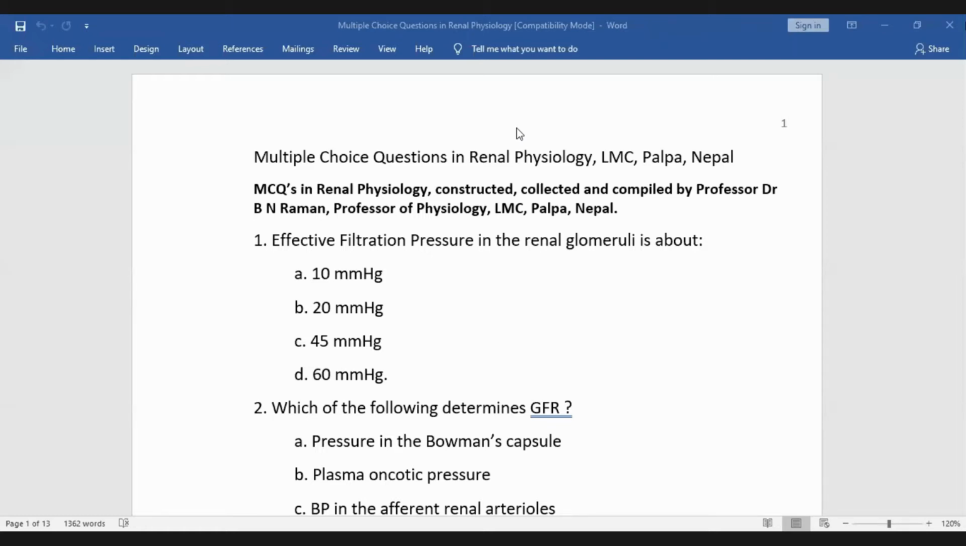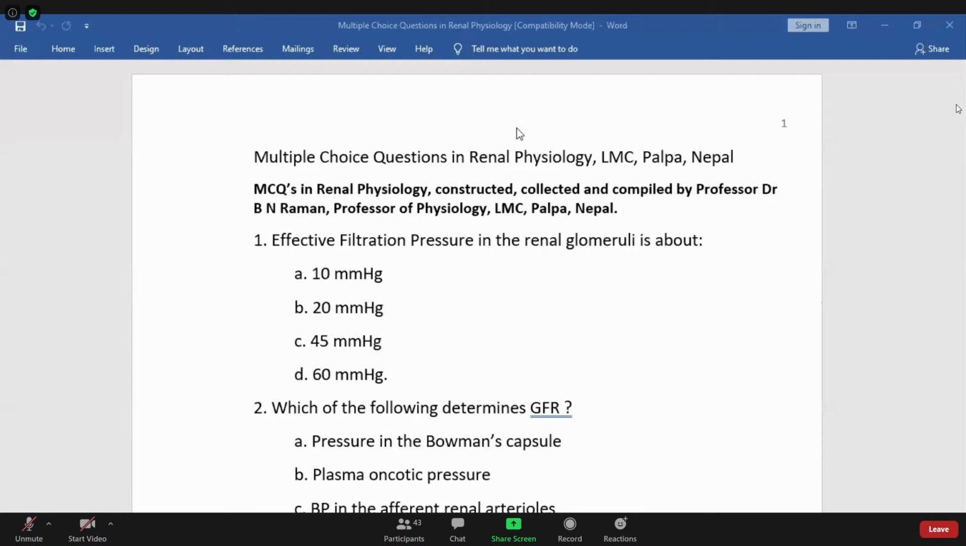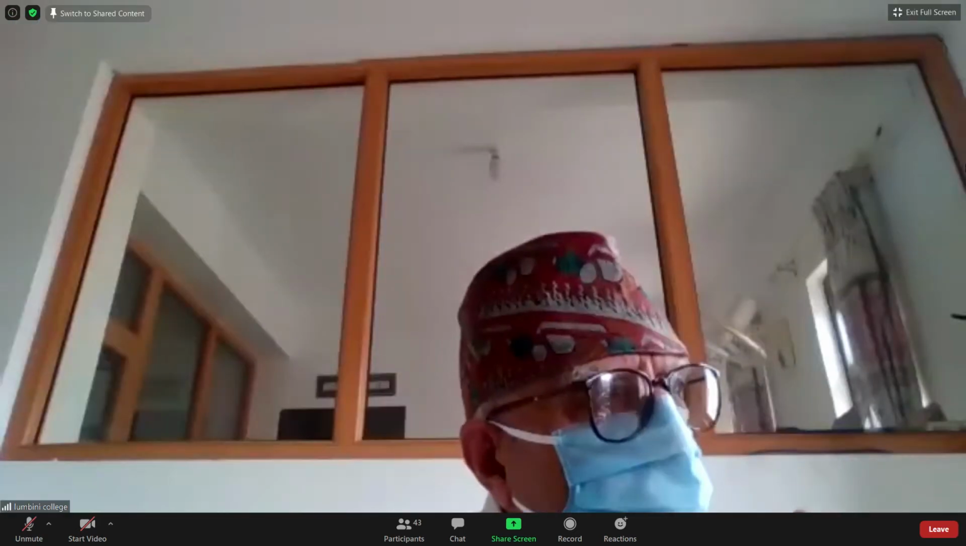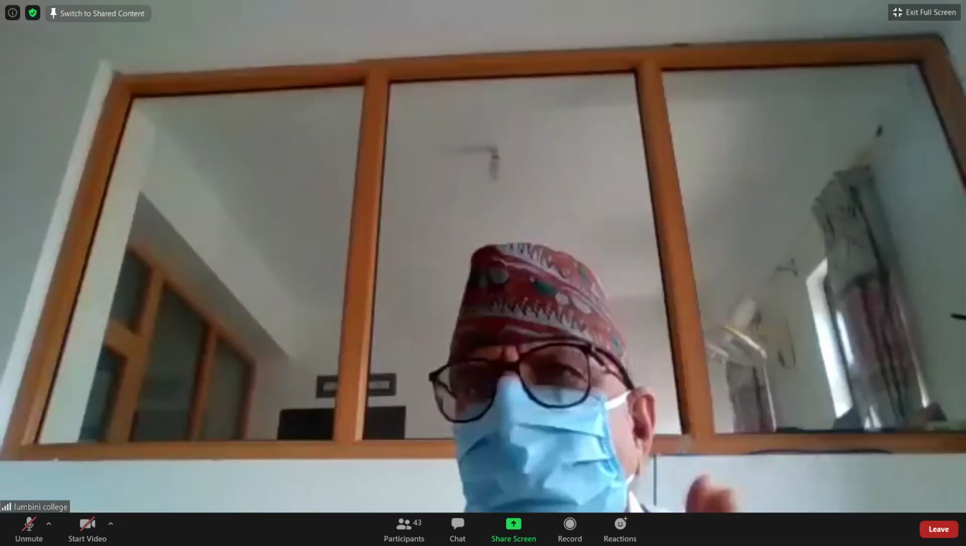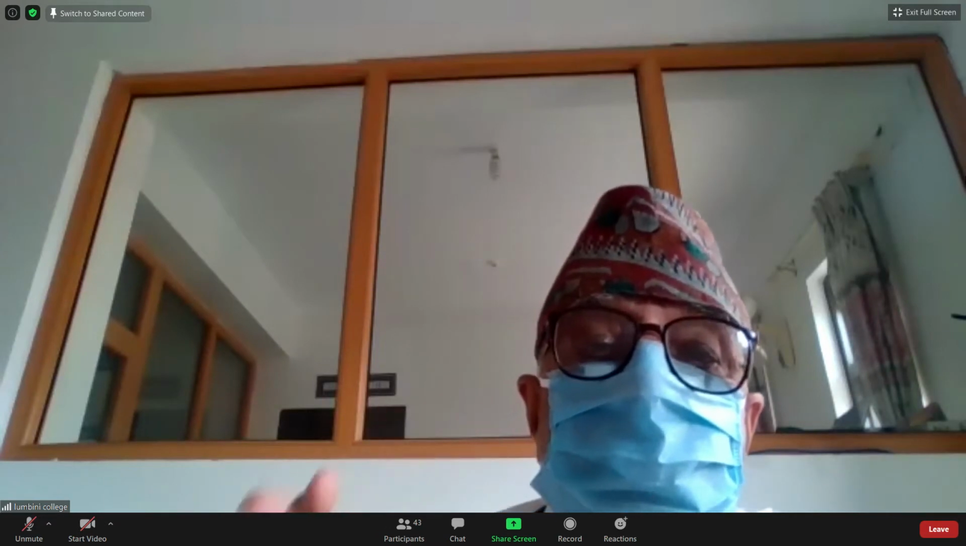You know the blood pressure in the renal arteriole is 60 millimeter. Then plasma osmotic pressure is 32 millimeter. The opposing pressure in the Bowman's capsule is 18 millimeter. So 18 and 32 millimeter are the opposing forces, and 60 millimeter is the filtration force. So 10 millimeter is the real filtration pressure, and that is the correct answer.